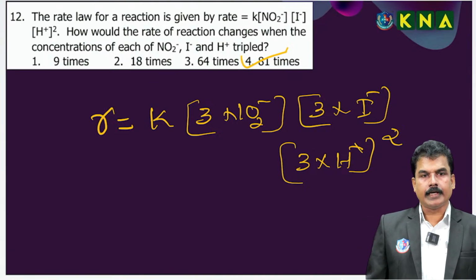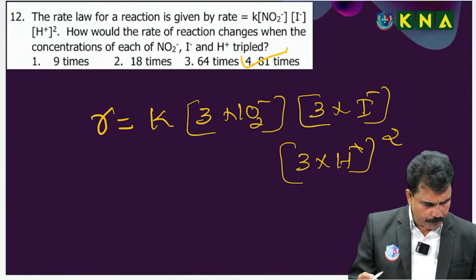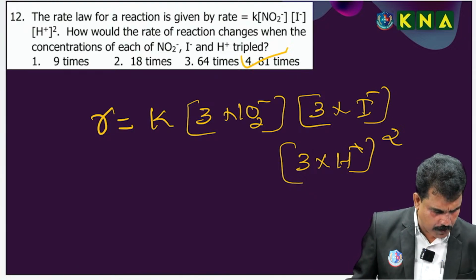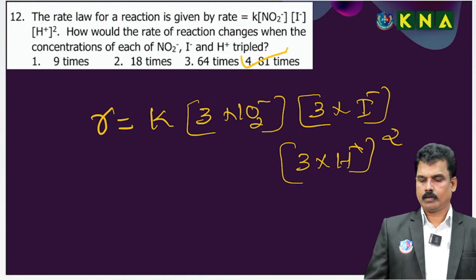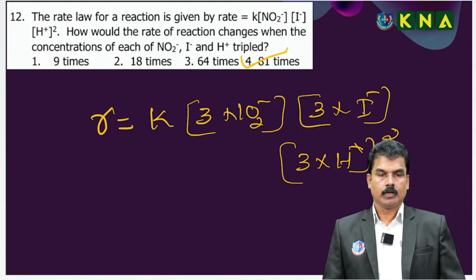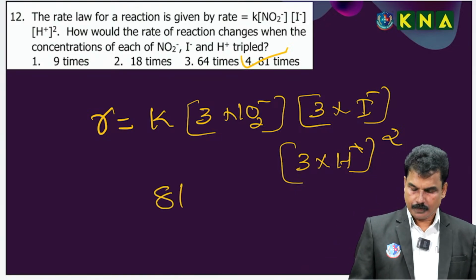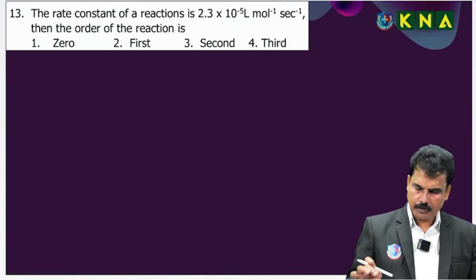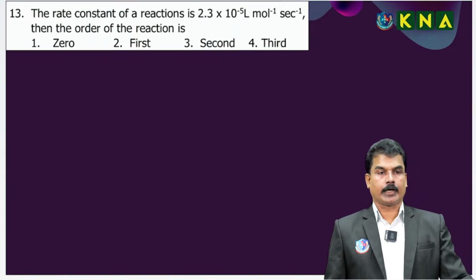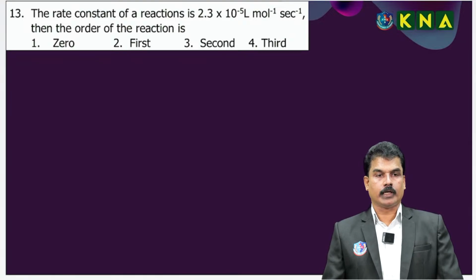Clear now? Each concentration is tripled. So 3 times you have to increase. That time you are getting the rate. So the rate is increased by 81 times. Clear now? Shall we move to the next question?